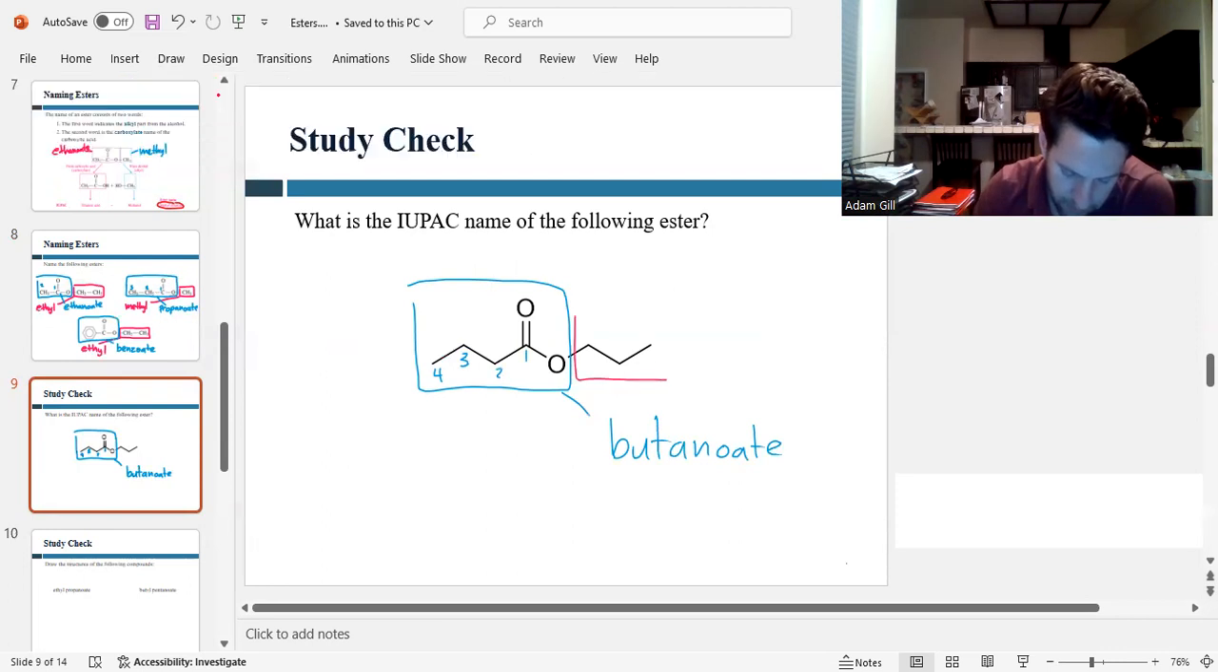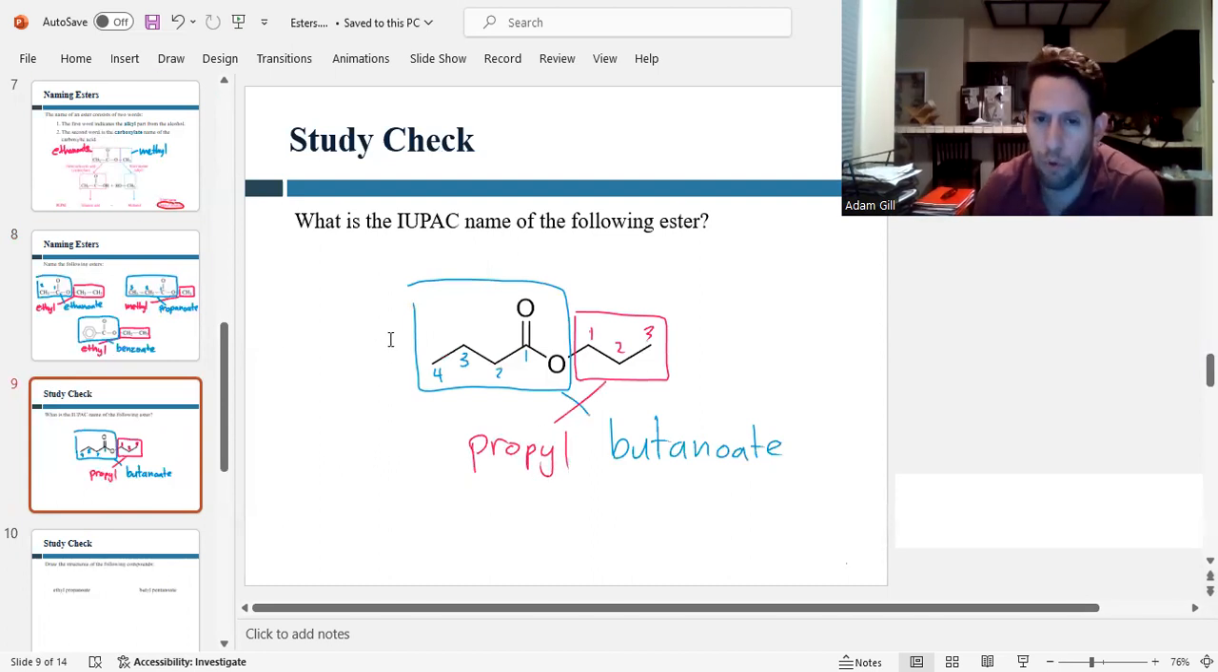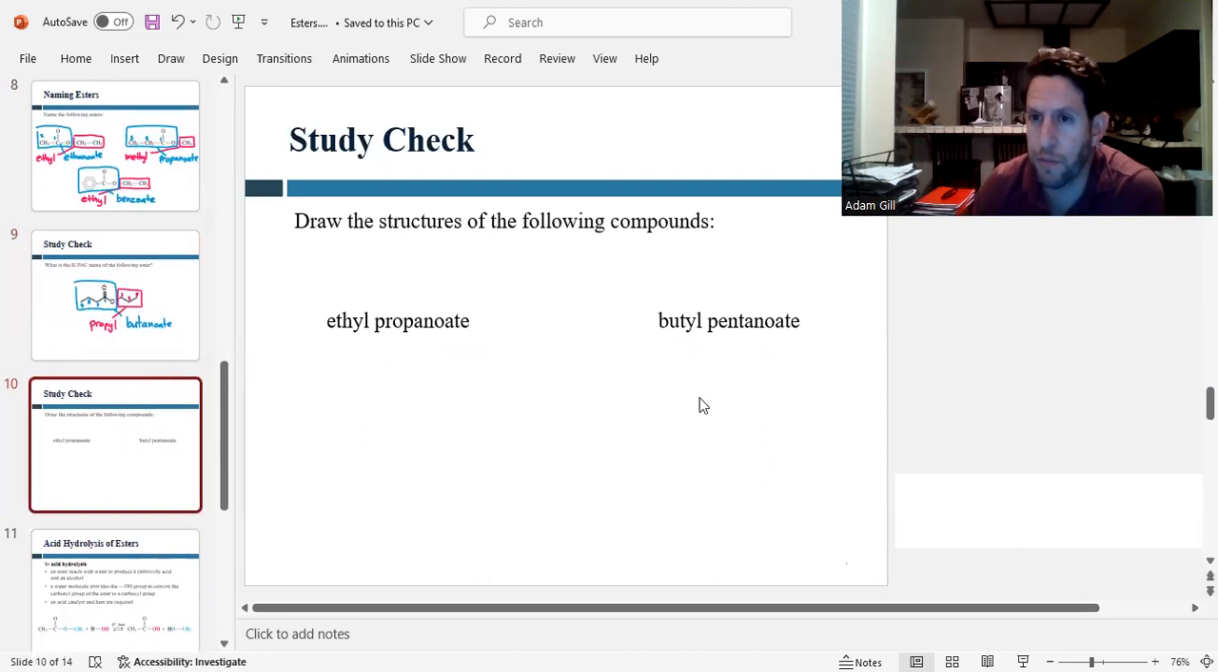And the carbon chain here has 3 carbons. So that'll be a propyl group. So the name of this ester is propyl butanoate. All right. So now that we've named from the structure, let's see if we can draw the structure from the name. So draw the structures of the following compounds.